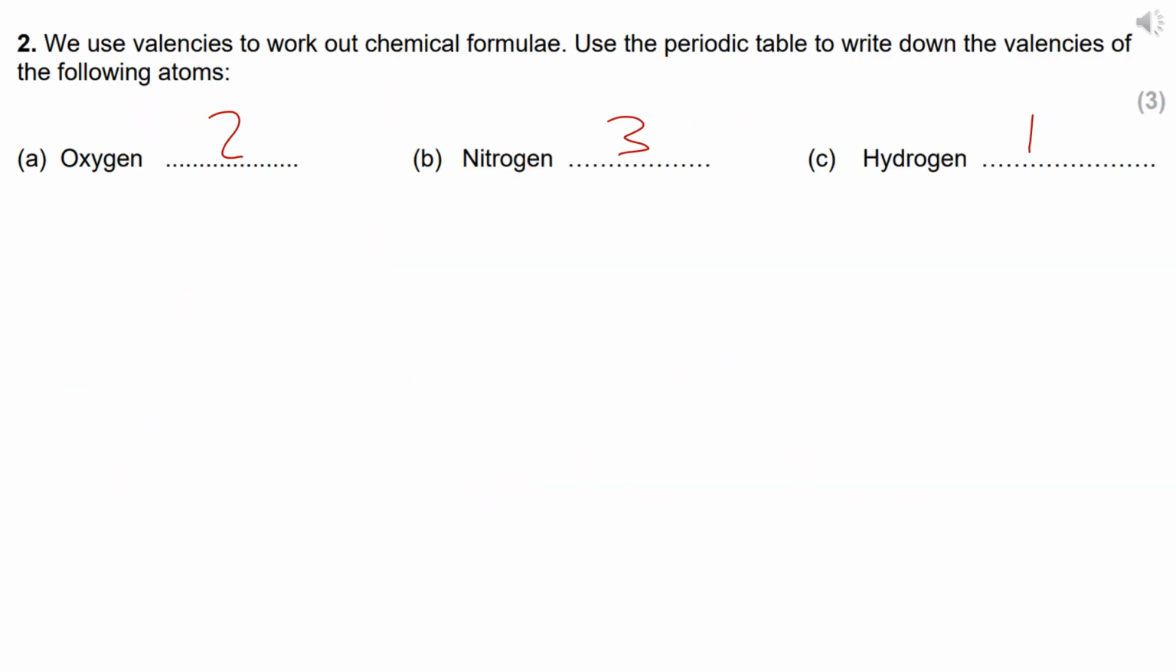Moving on to question 2 then, we're looking at the valencies of different atoms in the periodic table. For A, we've got oxygen. So oxygen is in group 6 of the periodic table. It will gain 2 electrons to get a full outer shell, so it has a valency of 2. Nitrogen is in group 5 of the periodic table. It will gain 3 electrons to get a full outer shell, so it has a valency of 3. And hydrogen is in group 1 of the periodic table. It will lose 1 electron to get a full outer shell, so it has a valency of 1.